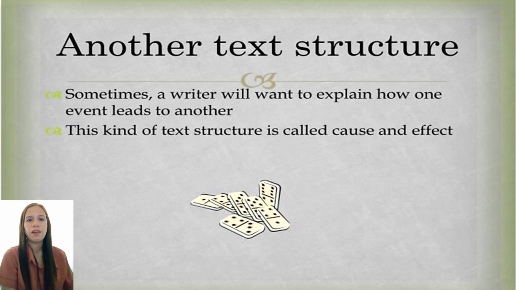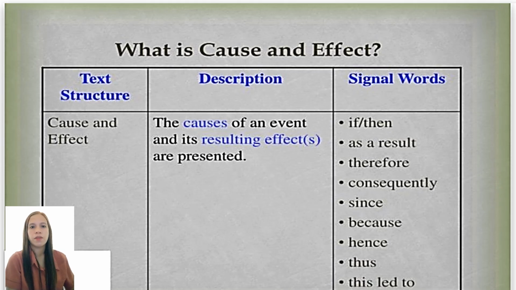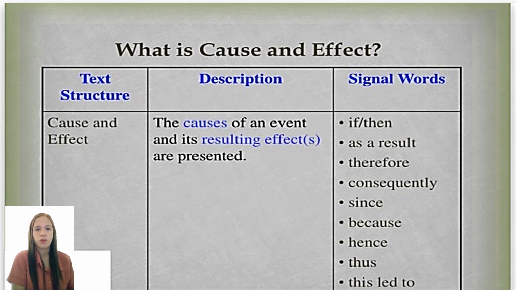Another structure: sometimes a writer wants to explain how one event leads to another. This kind of text structure is what we call cause and effect. So we have the description of the cause and effect. When we say cause and effect, the causes of an event and its resulting effects are being presented. So we have the signal words. First, we have for, then, as a result, therefore, consequently, since, before, hence, thus, this led to.